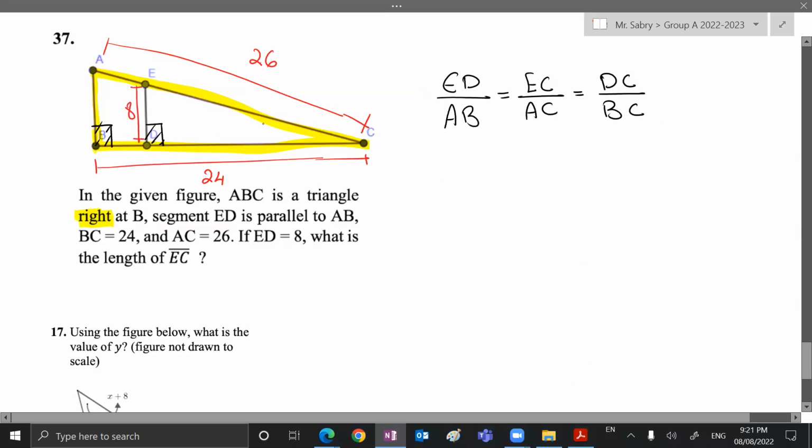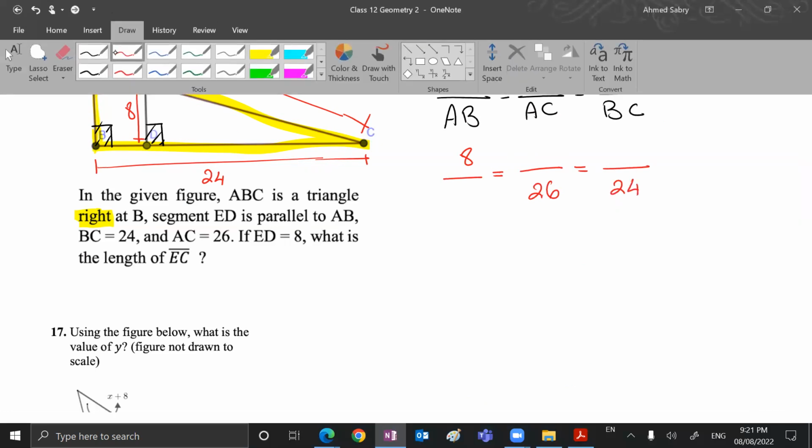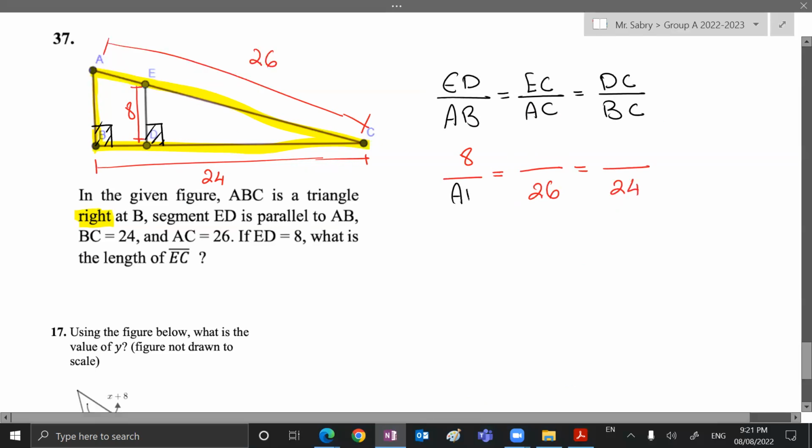So I substituted those given things into this formula that I've created. Since ED is given with 8, I just substituted 8. Since AC is given with 26, I put 26. And now since BC as well is given with 24, I put the 24. And now I can see clearly the missing sides, or the sides that I'm supposed to find. When I continued reading the question, they told me they need EC, so apparently this is the wanted part.